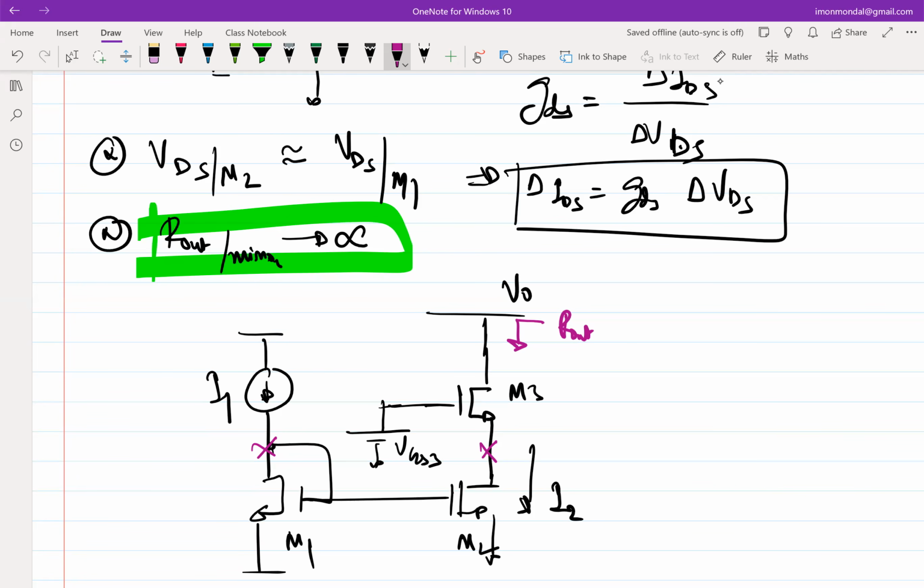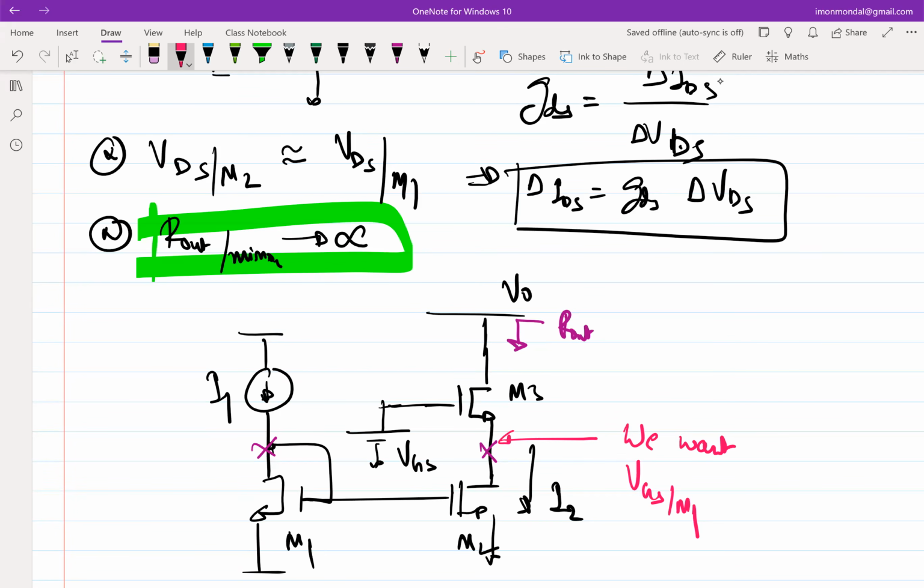VGS3, right? Do you agree? Actually, I shouldn't have written VGS3 here. I should have written VG3. That's VG3, right? So for proper mirroring, what is this voltage that we want? VGS of M1. We want this to be VGS of M1, right?